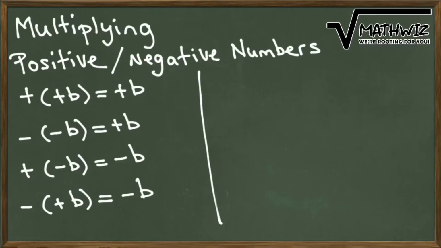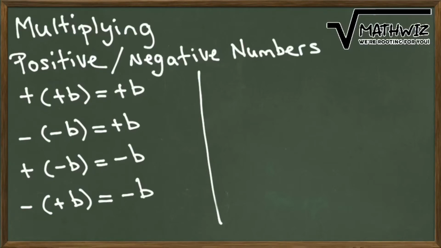If you have a positive on the outside and a positive on the inside, the idea is that you will get a positive. If you have a negative on the outside and a negative on the inside, you will get a positive. If you have a positive multiplied by a negative in the bracket, you are supposed to get a negative. And if you have a negative on the outside and a positive on the inside of the bracket, you should also get negative. But why is that?